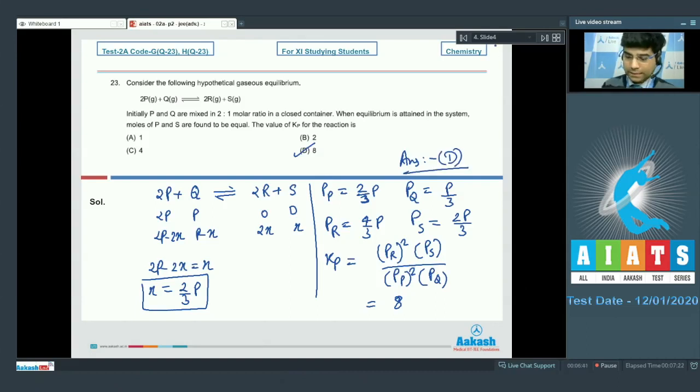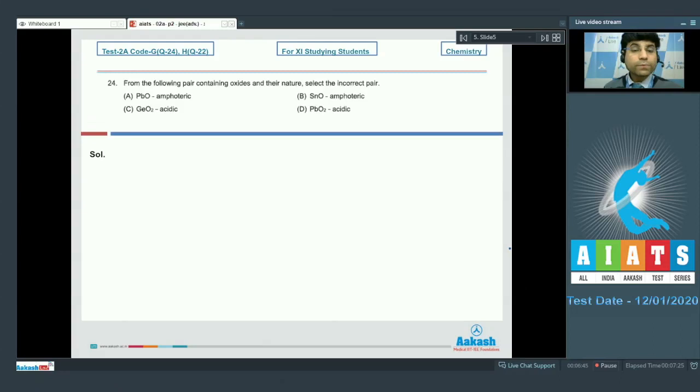Now let's move to the next question. It says: from the following pairs containing oxides and their nature, select the incorrect pair. PbO is amphoteric. This is a correct match. SnO is also amphoteric. GeO2 is acidic. PbO2 is amphoteric. So the correct answer for this question is option D. It is not acidic, this is amphoteric.